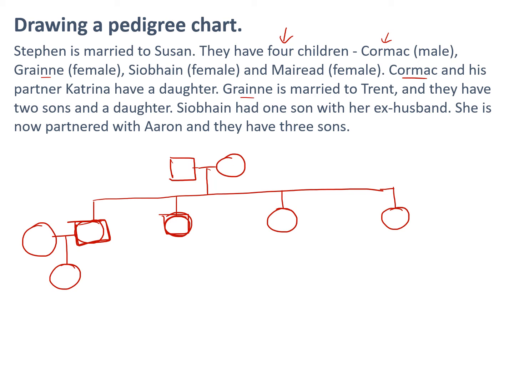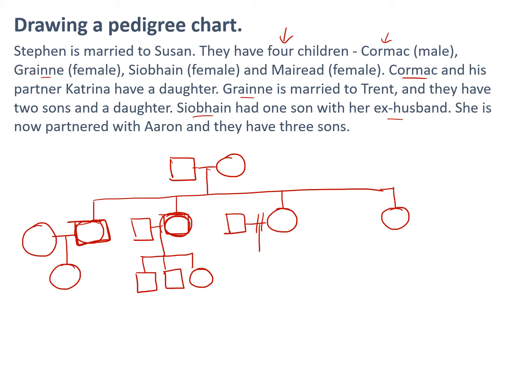Then Gronya, which is this daughter here, is married to Trent. Okay, so we're going to put him there. They have 2 sons and a daughter. Son, daughter. And then Siobhan, which is the next daughter, has 1 son with her ex-husband. Okay, so we're going to draw him in here and do the line.